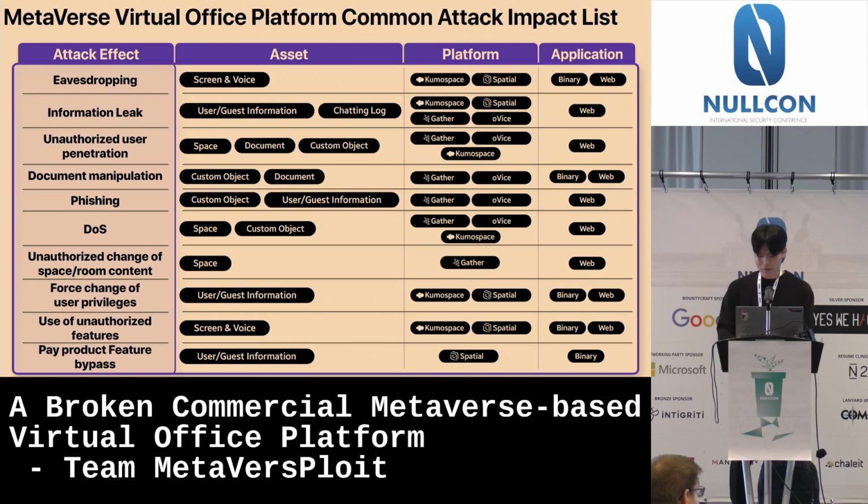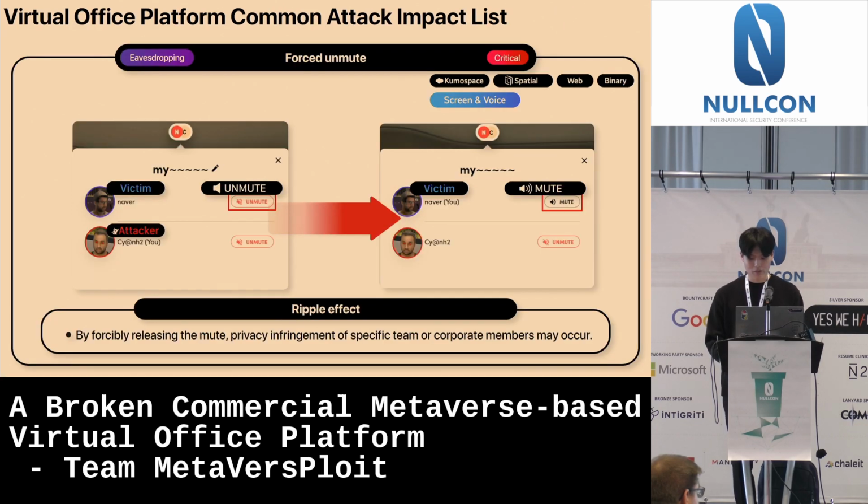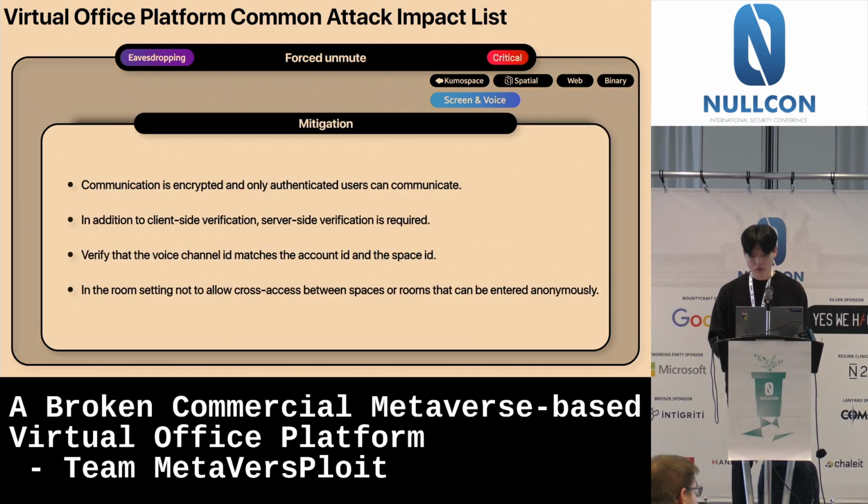Now I will look at the possible ripple effect scenarios for each attack effect and explain the countermeasures. The left of each page is a scenario development diagram and the right is the assets that can be affected by the platform. The first is eavesdropping. Eavesdropping can be done by voice, chat, or video, and in the case of Spatial, there was a scenario of forced unmute. By forcibly releasing the mute, privacy infringement of specific team or corporate members may occur. In order to protect this, encrypted communication, client-server verification, ID verification, and cross-access verification are required.